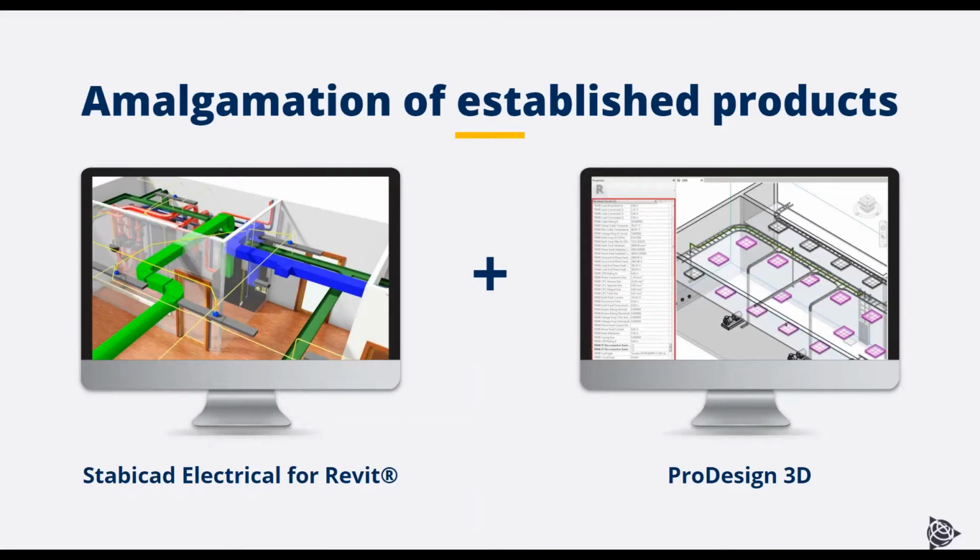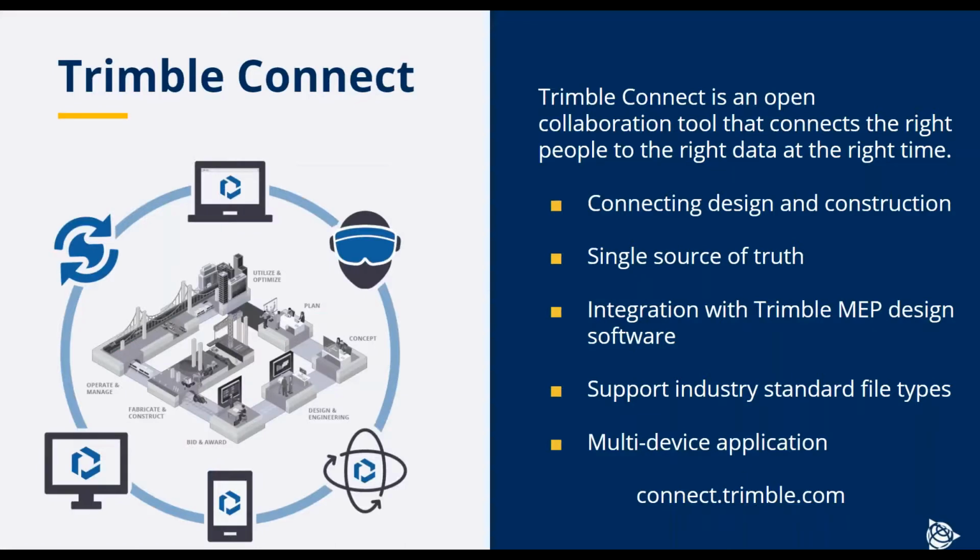There's one more key component to a Stabicad bundle. Trimble Connect, our open cloud collaboration platform. Included with each license of Stabicad is a license of Trimble Connect Business Premium. At the core of Trimble Connect is a powerful 3D viewer that can operate through a browser, a tablet or mobile application without the need for a paid license.